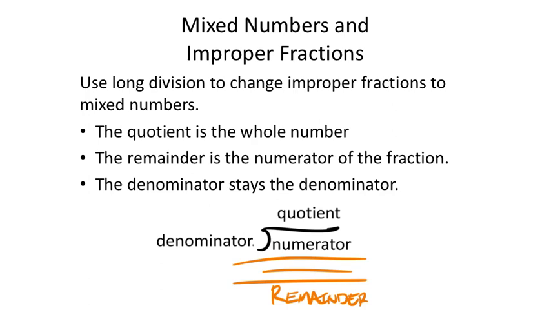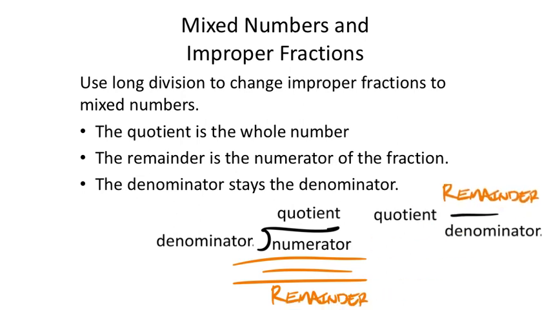Okay, so it sets up like this. You start with some kind of improper fraction, and you're going to end up with a mixed number. Now, the denominator, whatever it is, is still going to be whatever it is. You still have a denominator right here. But in the mixed number, your quotient is going to be the integer, or the whole value, in front of the fraction. And then the remainder is the number that goes in and becomes your new numerator.